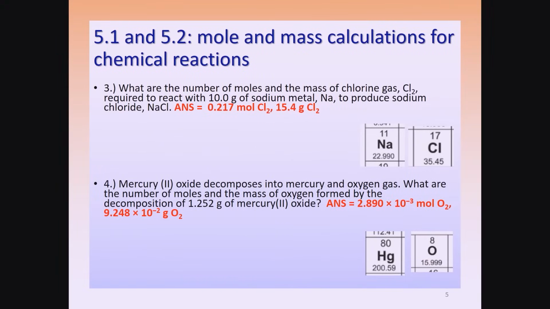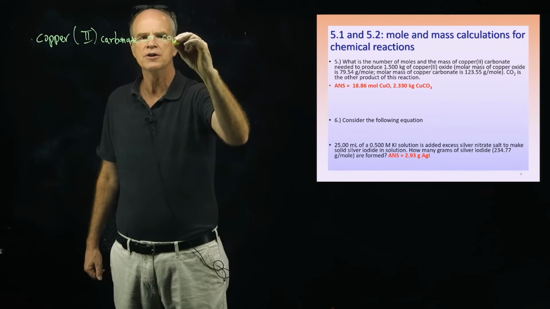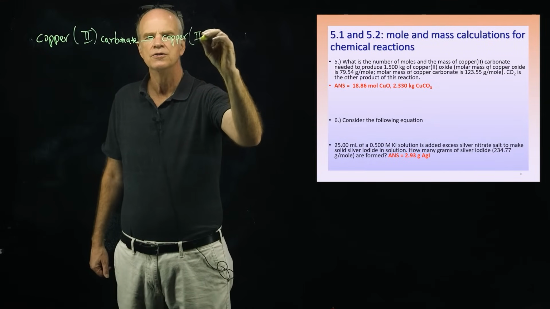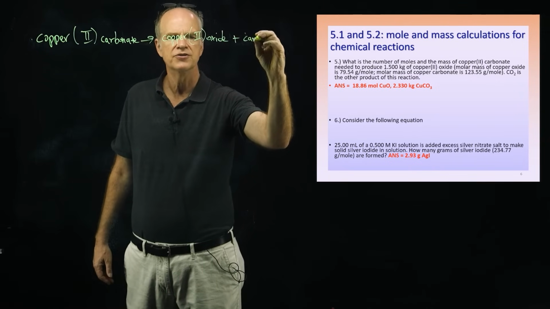Okay, next problem. It gets a little bit more difficult. What is the number of moles and mass of copper carbonate needed to produce 1.5 kilograms of copper oxide? And CO2 is the other product of this reaction. Okay, so we have copper carbonate. So let me write that out. Let's see what we have here. We have copper 2 carbonate, and it looks like it's being decomposed into copper 2 oxide. And then the other product is carbon dioxide.